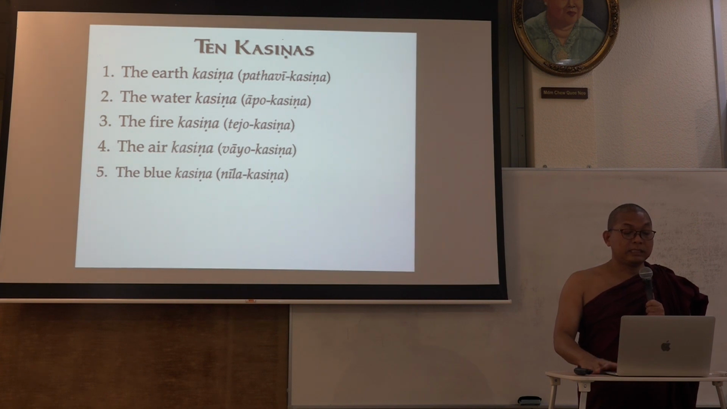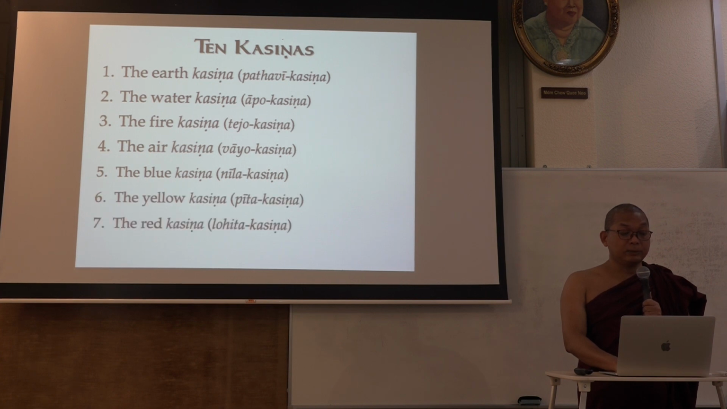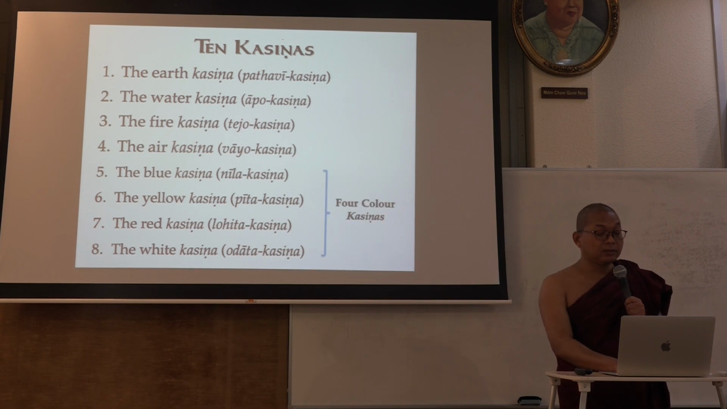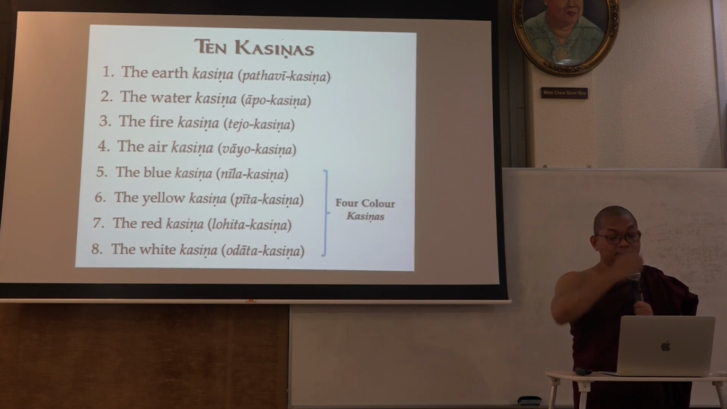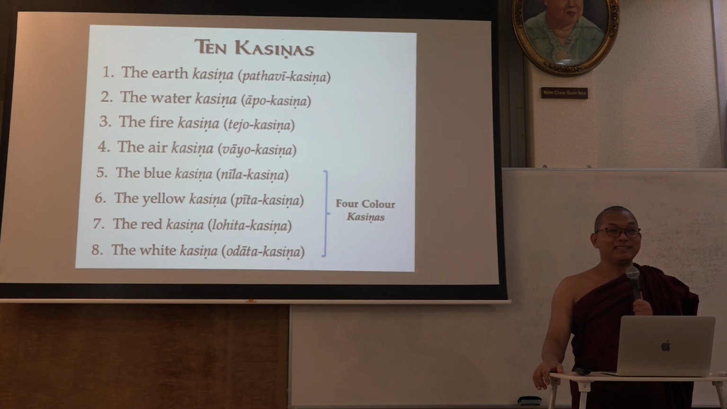Then another one is blue kasina. You practice by looking at blue color, then yellow color, red color, and white color. So these 4 are called color kasina. Simply you use blue color, and you can practice by looking at flowers, right? You go to the flower dome and just look at the flower. Just pay attention to the blue color, then you can attain the jhana, arupa jhana.